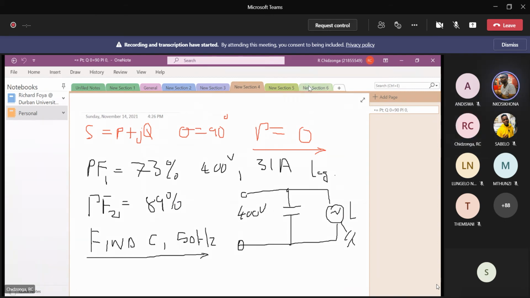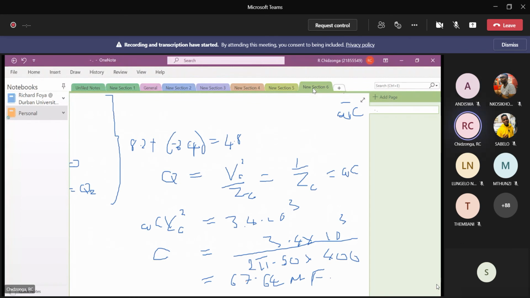How many marks is this? This is a tutorial. We are not talking about marks here.